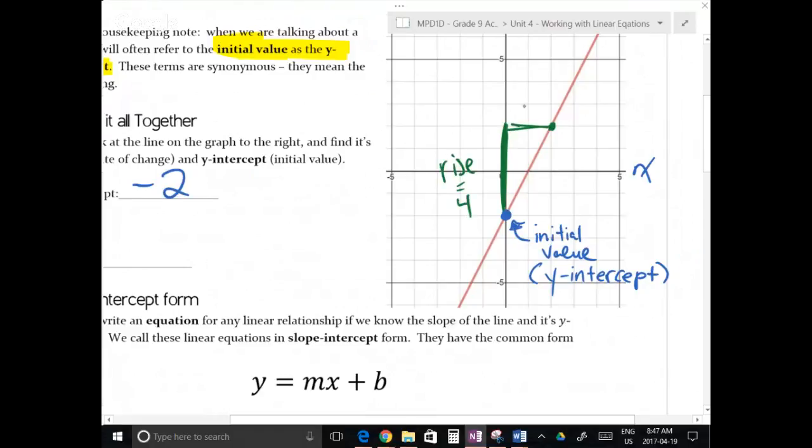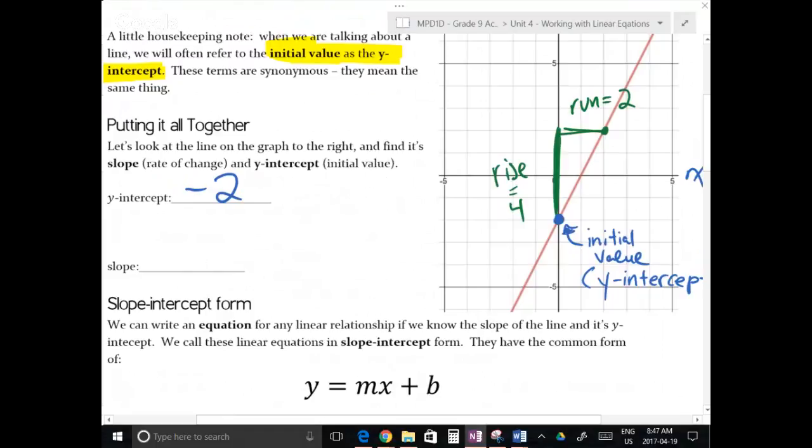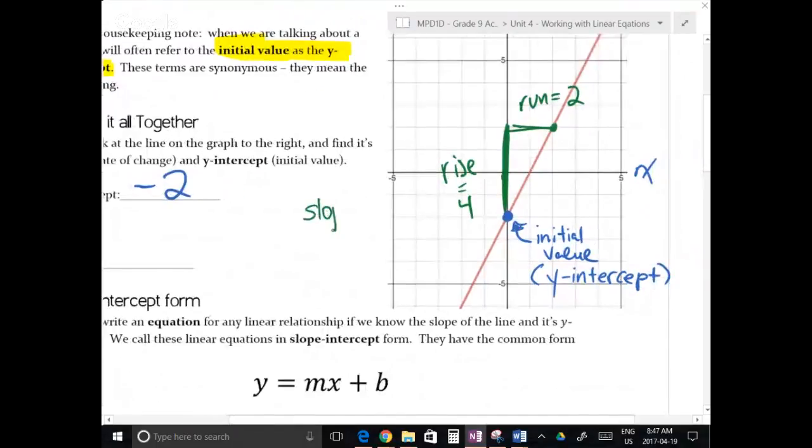What's our run? By the way, this is not the only point you could have picked. You could have picked any 2 points. Just make sure you pick good points. But in my case, the slope then is what? Slope is equal to 4 over 2. And by the way, is this positive or negative? Positive. How do we know? Very good, because it ascends. Because as x gets bigger, y gets bigger as well.